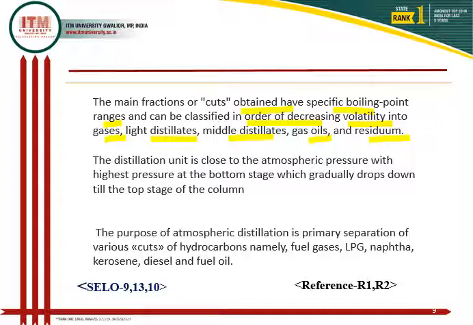The distillation unit is close to atmospheric pressure, with the higher pressure at the bottom stage, which gradually drops down till the top stage of the column. The pressure should be maintained accordingly, and the purpose of atmospheric distillation is the primary separation of the lighter fractions. So the lighter hydrocarbons are the fuel gases, LPG, naphtha, kerosene, diesel, and the fuel oil.